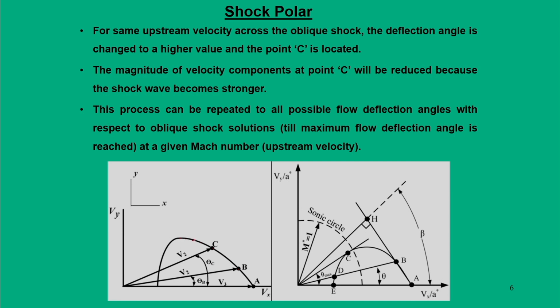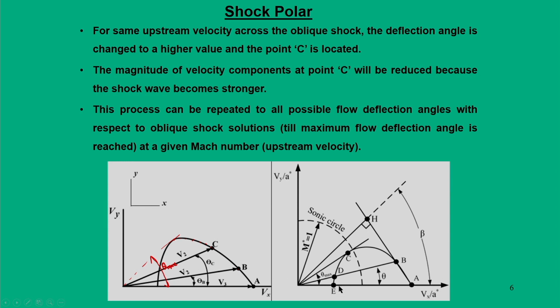Similarly, you can have any infinite number of points, for all possible values of the flow deflection angle, and at one particular point we land on what represents theta max, meaning beyond this value we do not have any oblique shock solution possible. So, this point represents theta max. When you draw all these points, we get a curve, and that particular curve we call a shock polar, and that shock polar is drawn for a given Mach number.